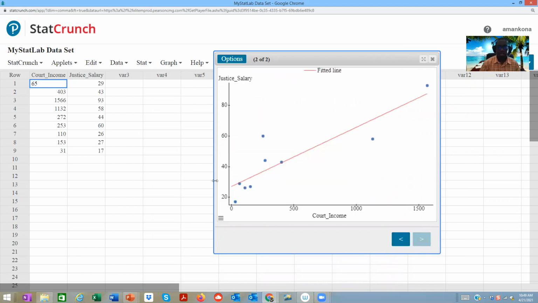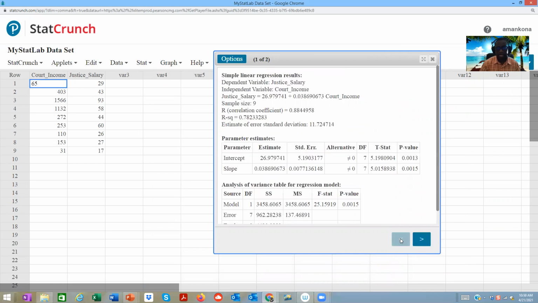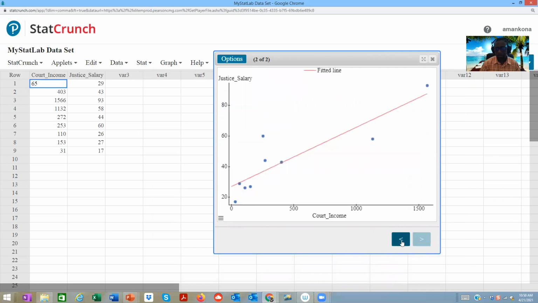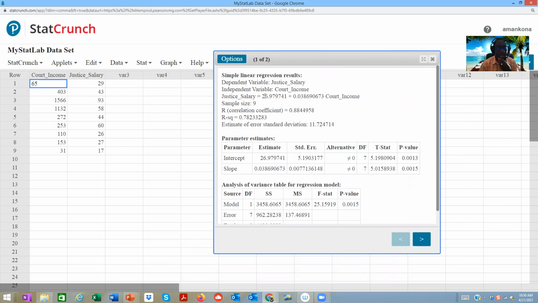Here is the scatter plot. Let's go to the second page. The first page is where we have the correlation coefficient, the p-value, and everything. The correlation coefficient is this value here. This is your regression equation, justice salary equals that, and this is the R squared.